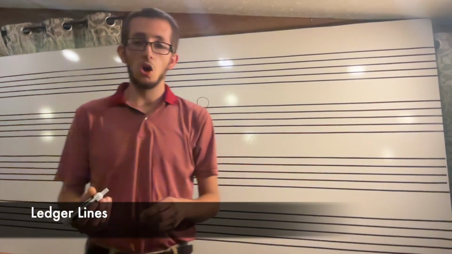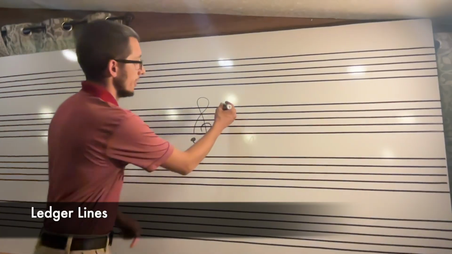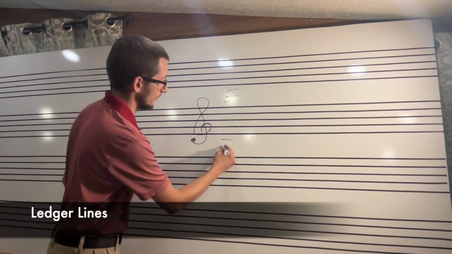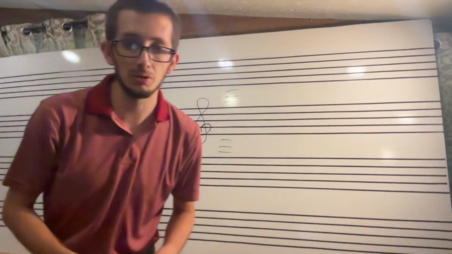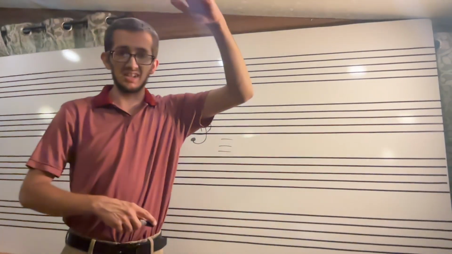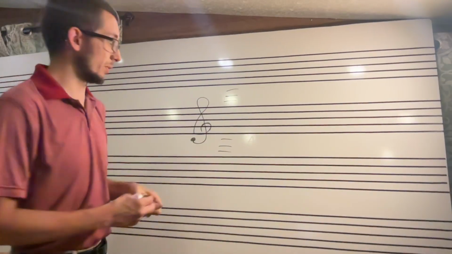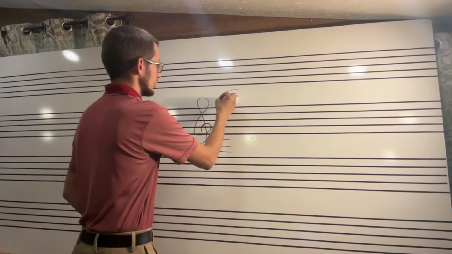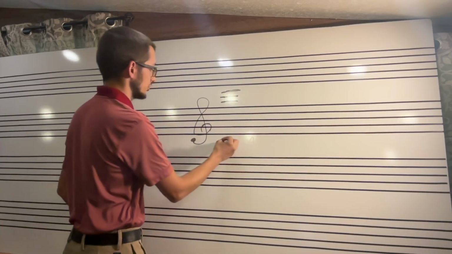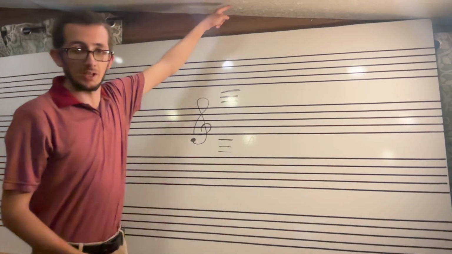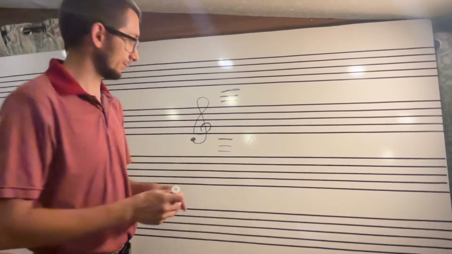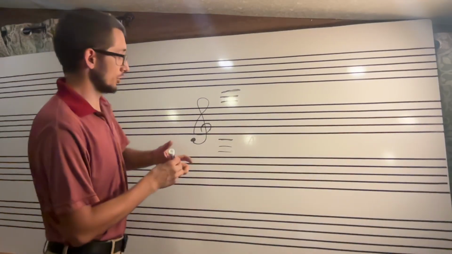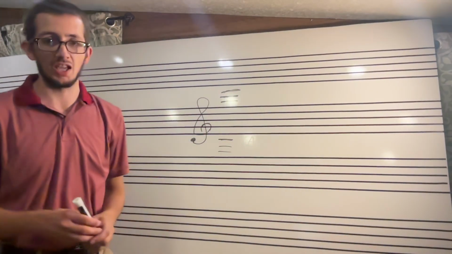Ledger lines are lines that are placed either above or below the staff in order to temporarily increase the size of the staff. So we could have notes on the first ledger line, the second ledger line, or the third ledger line, all the way up, as many ledger lines as you want to put. All the way up to the human ear can hear, that is. And you can also have ledger lines below the staff.